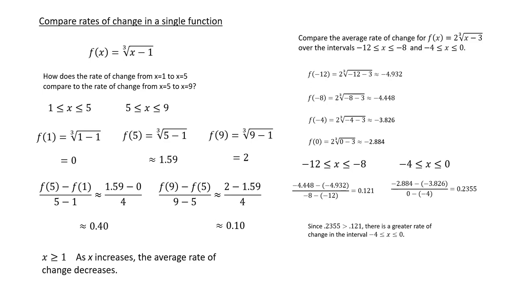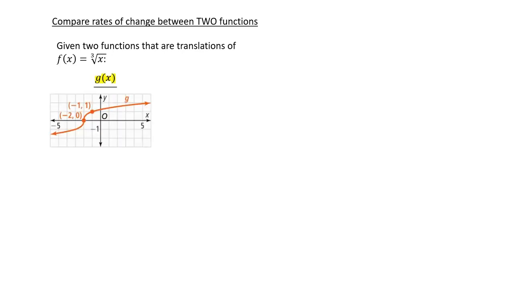So now, that was comparing rate of change in a single function. Let's look at comparing rates of change between two different functions. We're going to be given two functions that are translations of f of x equals cube root of x. The first is a graph, g of x. The second is a table, h of x.